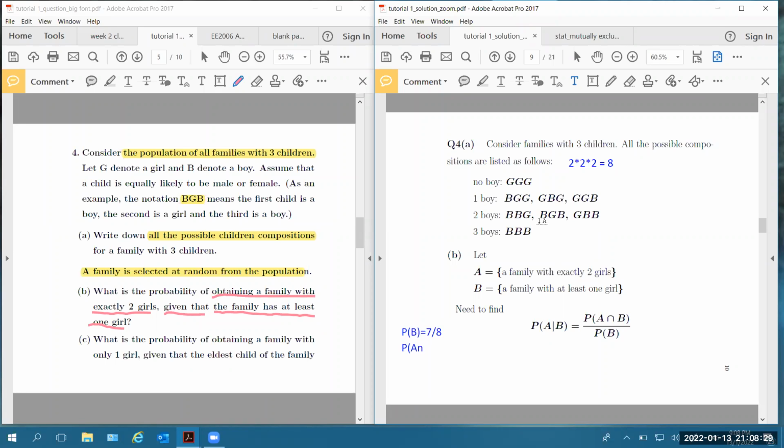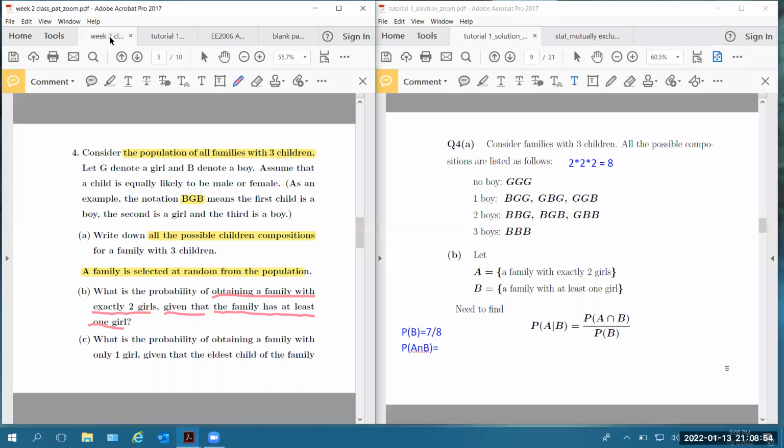The numerator is A and B. Right? So what is the meaning? Probability of A and B. I mean, how to find this probability, A and B? A and B are two events, and the word 'and' means that the two events must happen at the same time, right? Must happen at the same time.